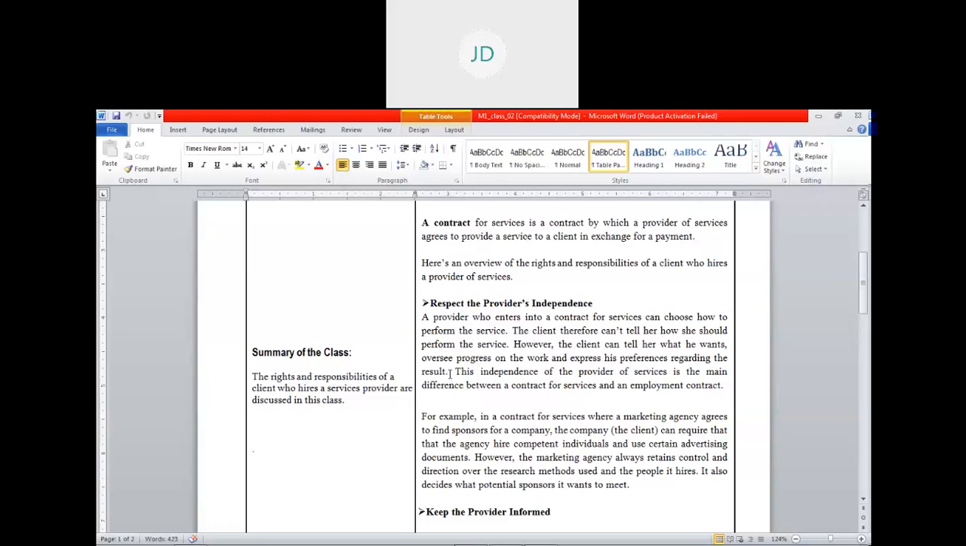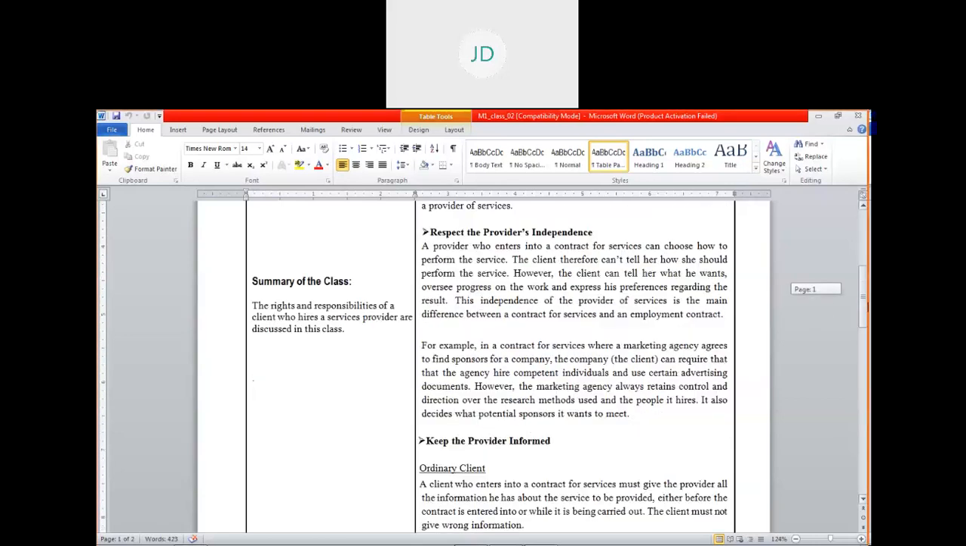Okay, so this independence of the provider of service is the main difference between a contract of service and an employment contract. I think, say me, I'm under employment of Assam Data University, so I have to follow the rules. So I am under an employment contract, not under a contract of service. Okay, so there is a difference. Here is one more example so that you can understand clearly.